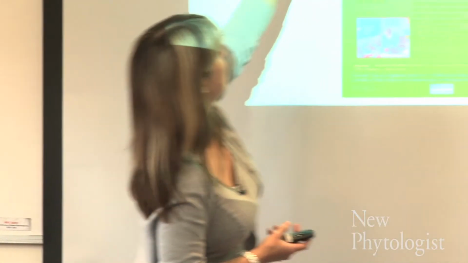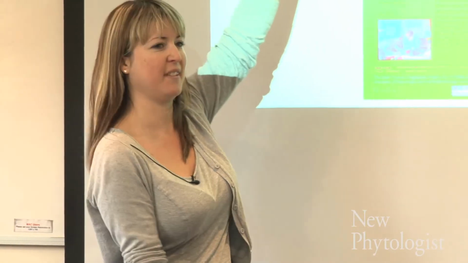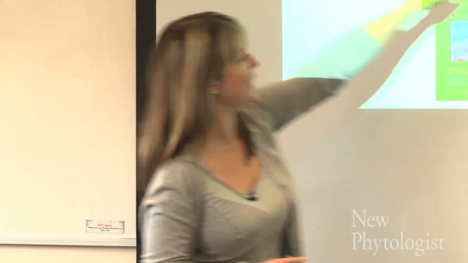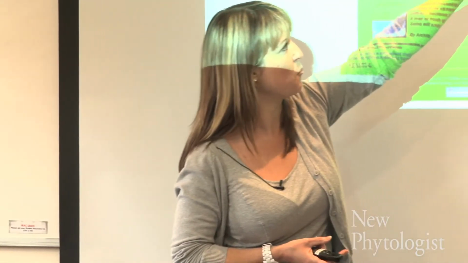I'm sorry, it's a bit fuzzy. This is a full-size science poster that's up in the corridor. So they had 3 wheat varieties with different yields, and then they had to pick one, and the different varieties had different numbers of resistance genes, and then they had a 20-sided dice that represented the fungus, and they basically had to roll the dice and see if it corresponded to a resistance gene in their plant, and if it didn't, then they had to colour a square on this grid brown.